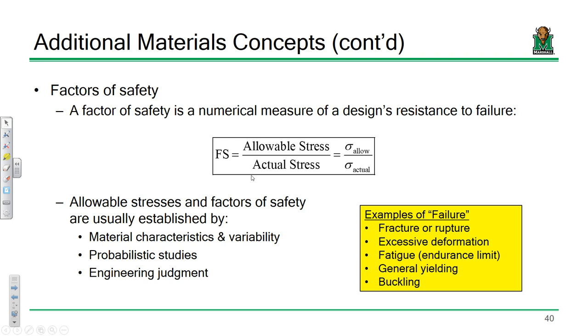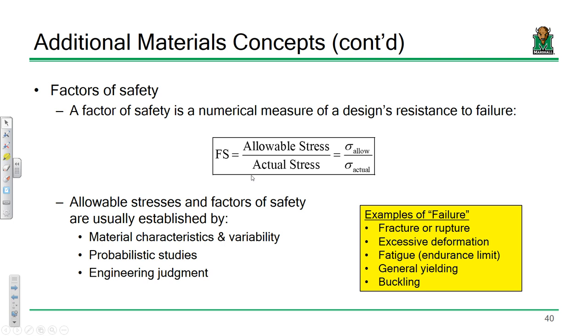So one really big aspect of factors of safety is that we're trying to account for uncertainty. Maybe we're not 100% sure about the loads and forces that are going to be applied, so we up our factor of safety a little bit. It also goes to the material characteristics that we're using. If we're using concrete, concrete's going to behave a lot differently than steel does. And then also, let's not forget, in the end, there's a little bit of engineering judgment that goes into it.